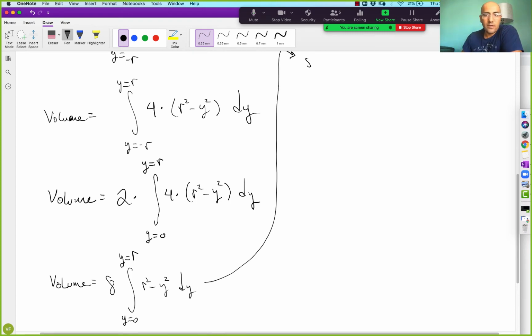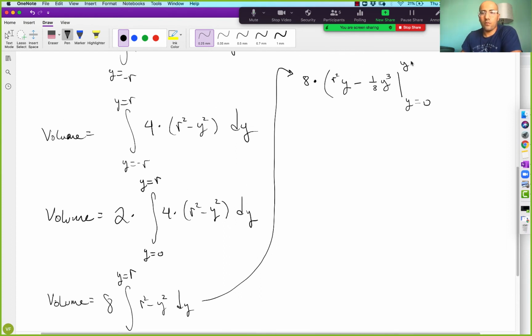So this will be 8 times r squared y minus 1/3 y to the third power, evaluated as y ranges from 0 to r. And that's my volume.